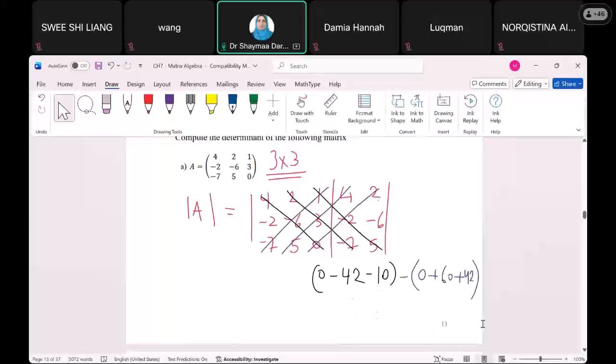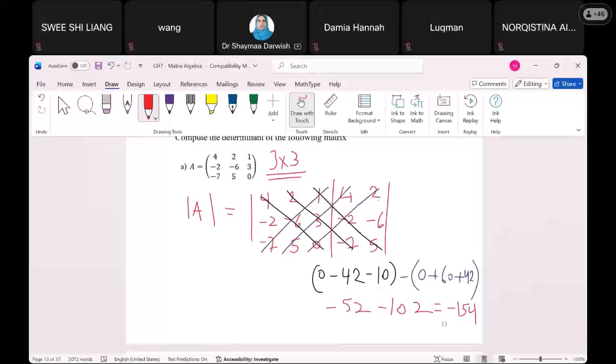So here we have minus 42 minus 10, which is minus 52, minus 60 plus 42, which is minus 102. So the answer is minus 154, sorry, minus 152. So this is one method of finding the determinant.